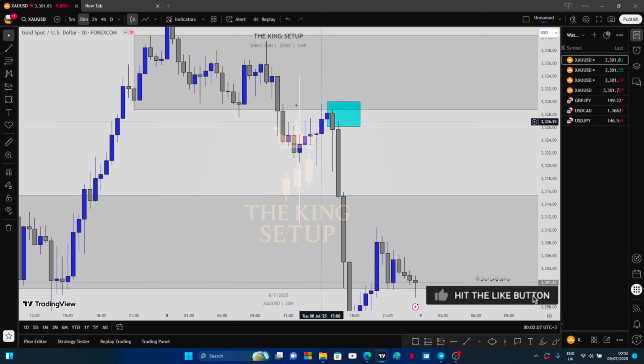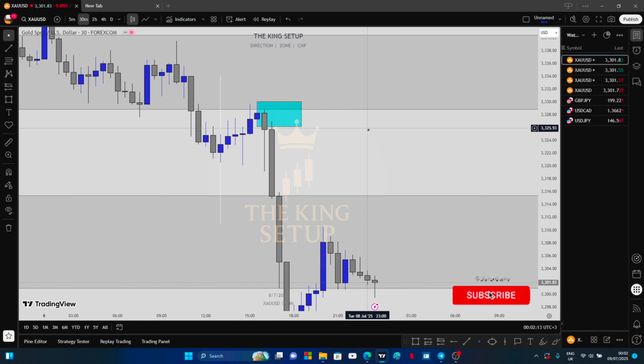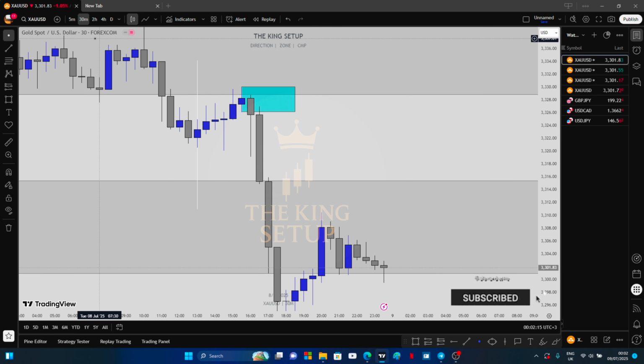One, H4, but two, market getting out of the zone sideways, then touching the H4 zone, and after touching the H4 zone, we switch to M30 and then we mark the M30 engulfing sell. That was more than enough.